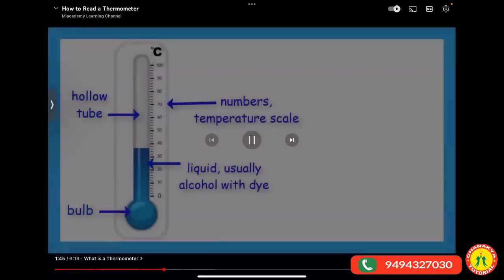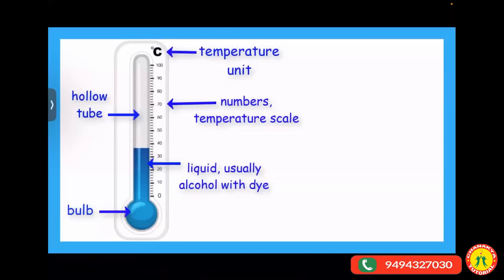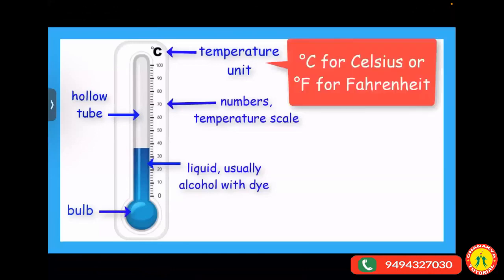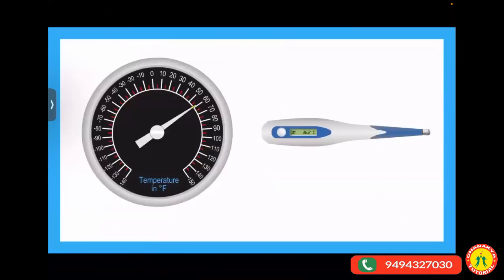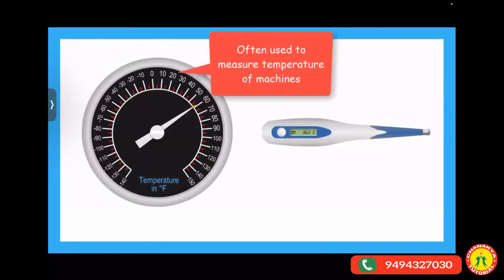Normally, there's a symbol at the top that tells you what units of temperature you are measuring. These units are normally a C for Celsius or an F for Fahrenheit. In the United States, we use Fahrenheit to describe temperatures, but most other countries use Celsius. These are also thermometers. Thermometers that look like this often give the temperature of engines or machines.